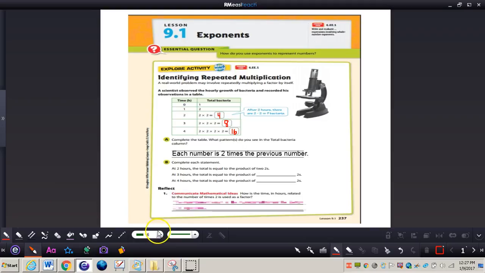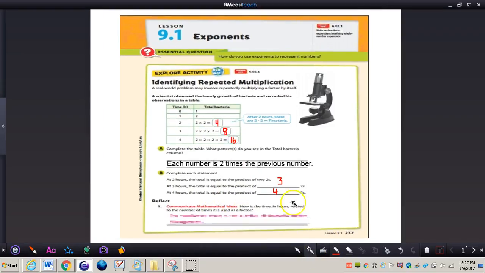We see here it says complete each statement. It says at 2 hours the total is equal to the product of 2 2's. At 3 hours the total is equal to the product of how many 2's? Let's see, 1, 2, 3. So 3 2's. Remember, product is a multiplication. And next one, at 4 hours the total is equal to the product of 4 2's. You can see 1, 2, 3, 4.